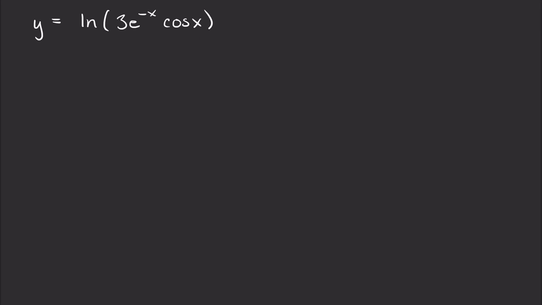The next function, we have y equals the natural log of 3 times e to the minus x times cosine x. So here we have natural log of a product, so we can write this as the natural log of all of these things added together. So first we have natural log of 3 plus the natural log of e to the minus x plus the natural log of cosine of x. So all these things are being multiplied, so we can separate them and take the sum of the natural logs of each individual function.